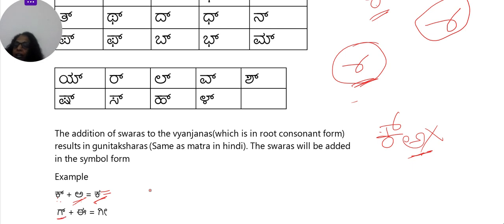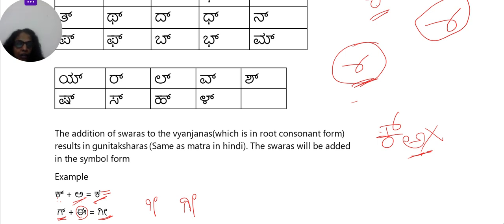This is G. See, because it is in its root form, you always have to read this as G plus E. Okay, and see how it is written here. This E is added in the symbol form. So the symbol of E is actually like this. This is the symbol. So that symbol gets added and it becomes Gi.